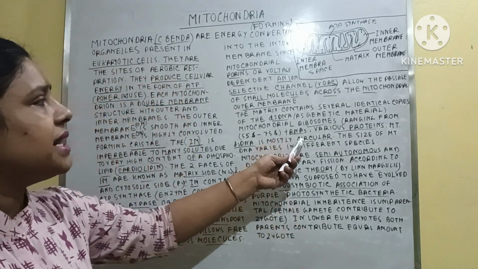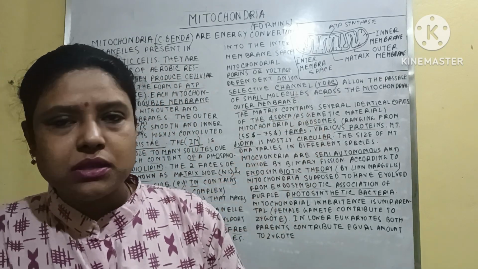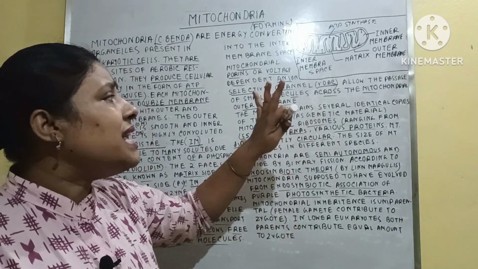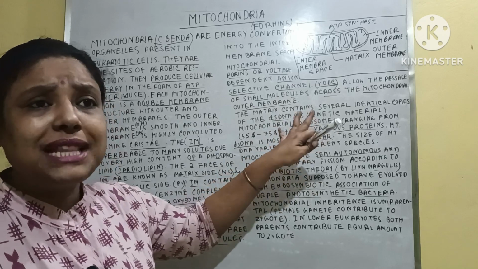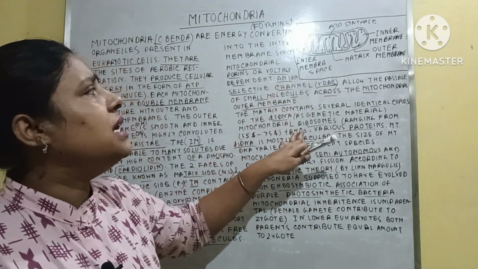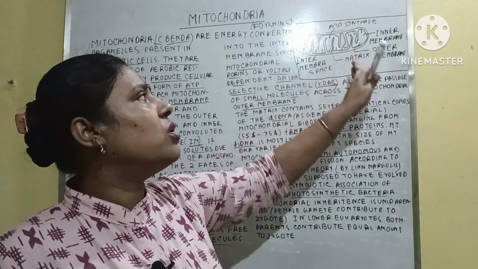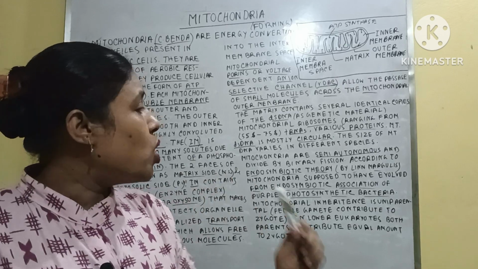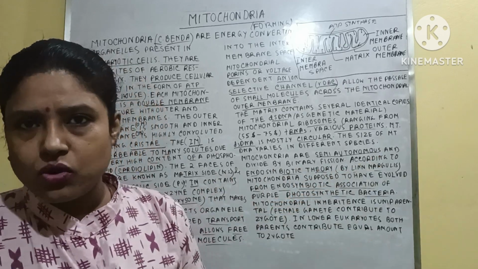And the matrix contains what? Some ribosomes, genetic material, tRNAs and proteins. So all the things that are not similar to the nucleus are present within the mitochondria, and that's why mitochondria produce themselves autonomously, or semi-autonomously.